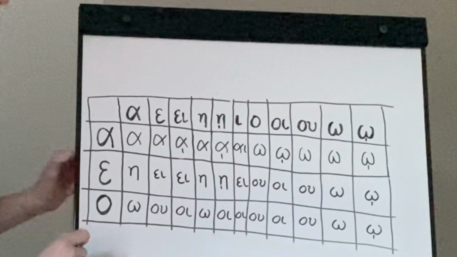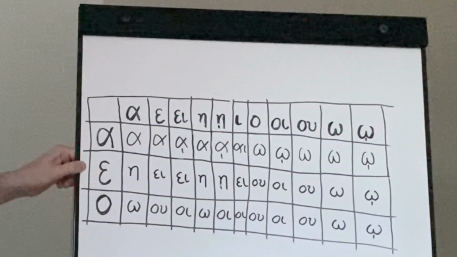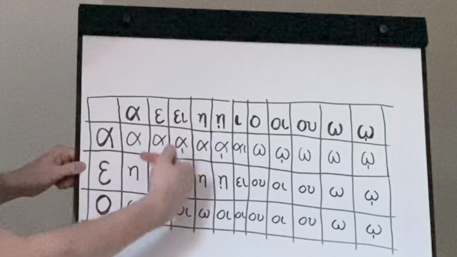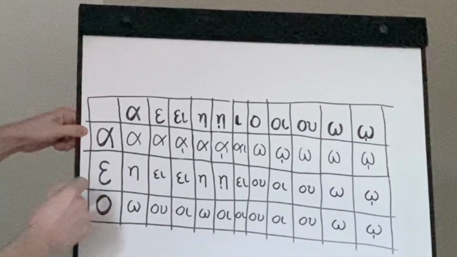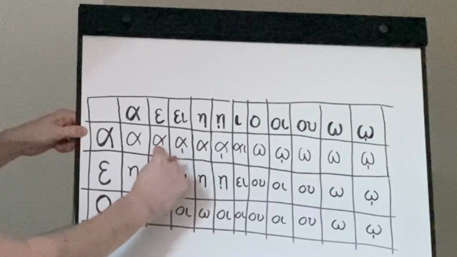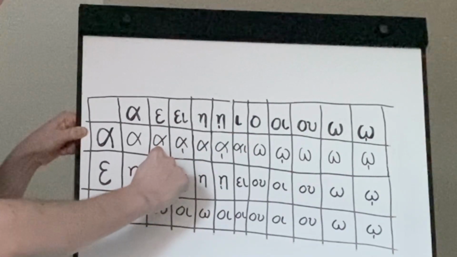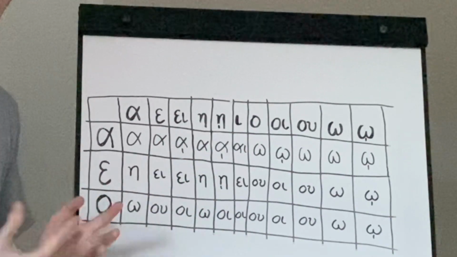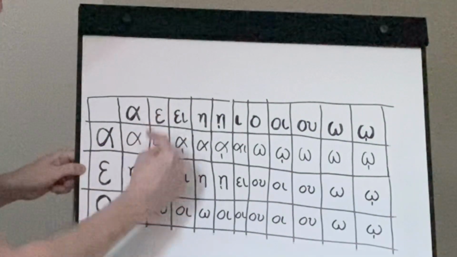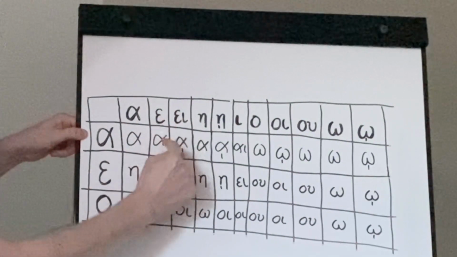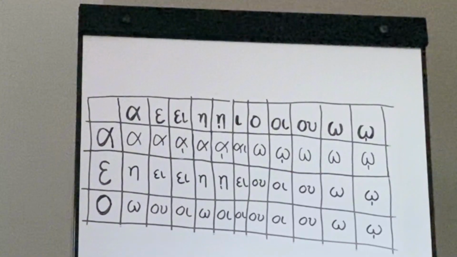It's interesting to note that epsilon, when it's at the end of a verb stem, contracts with alpha to make eta. However, when alpha is at the end of a verb stem and it meets epsilon, they contract to make alpha. So it does matter which way around you're adding the vowels together, whether it's epsilon plus alpha or alpha plus epsilon, as you can see.